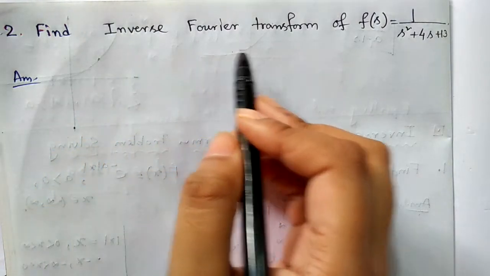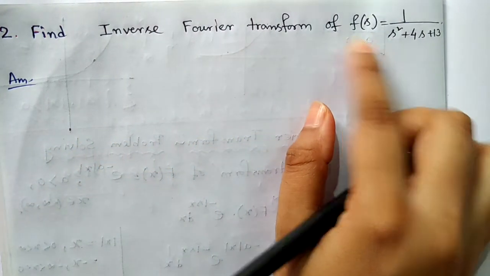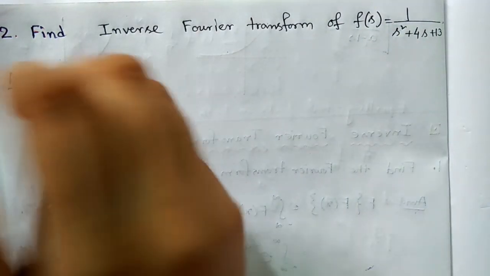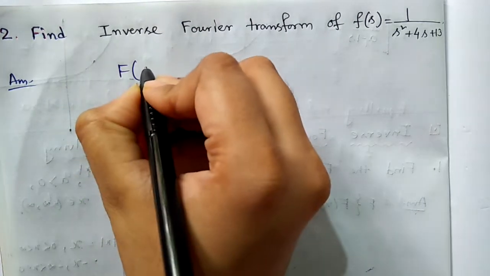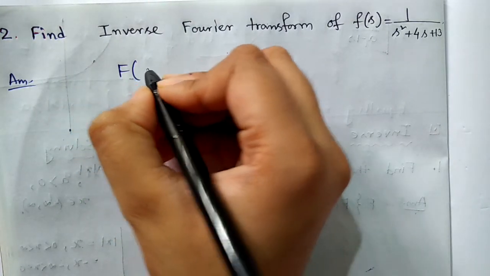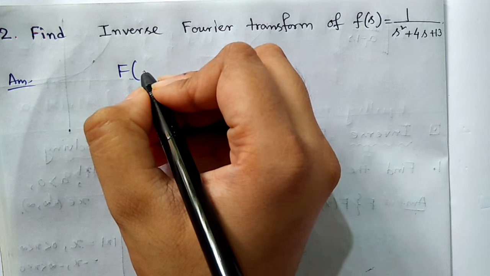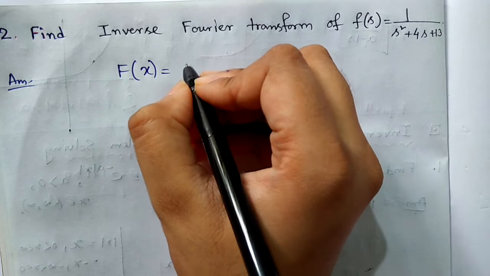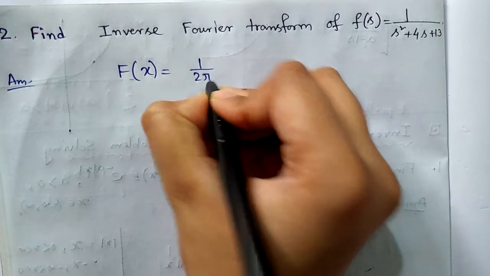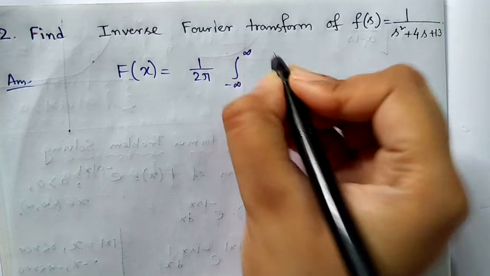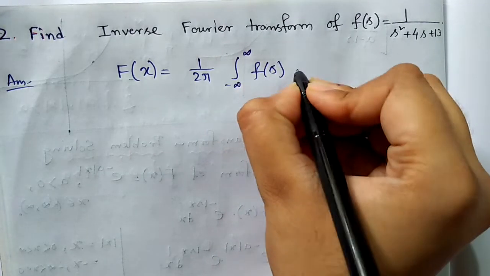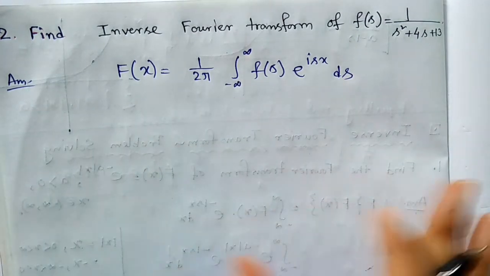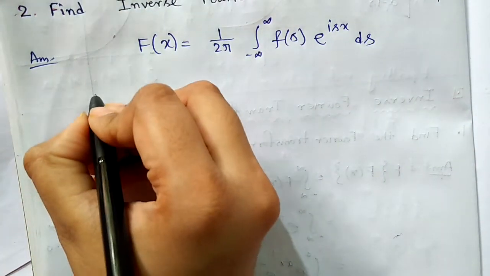Find the inverse Fourier transform of F(s) equal to 1 by s square plus 4s plus 13. First of all, I write the formula which we will use in this problem. That is f(x) equal to inverse Fourier transform, 1 by 2 pi integration minus infinity to infinity F(s) e to the power isx ds. This is our formula. Now let's start.